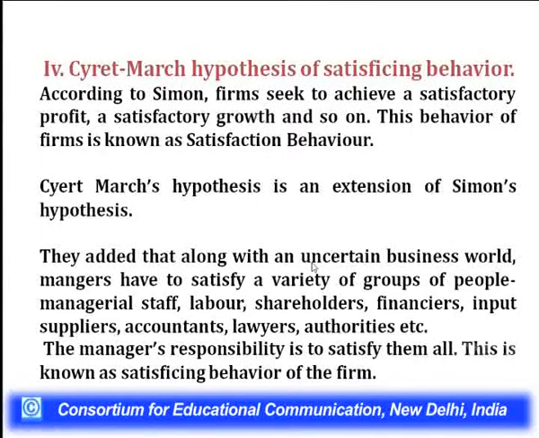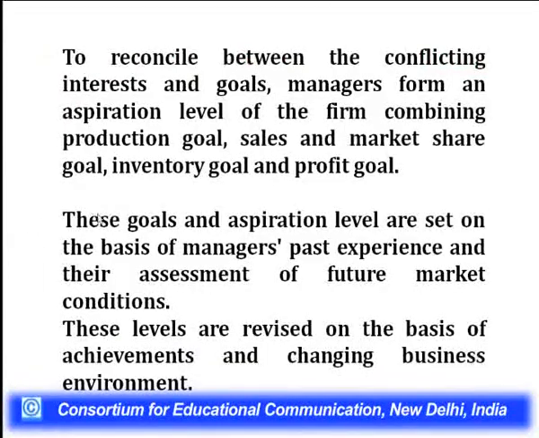They added that along with an uncertain business world, managers have to satisfy a variety of groups of people: managerial staff, labor, shareholders, financiers, input suppliers, accountants, lawyers, authorities, etc. So the manager's responsibility is to satisfy them all. This is known as satisficing behavior of the firm. To reconcile the conflicting interests and goals, managers form an aspiration level of the firm, combining production goal, sales and market share goals, inventory goal, and profit goal. These goals and aspiration levels are set on the basis of managers' past experience and their assessment of future market conditions. These levels are revised on the basis of achievements and the changing business environment.